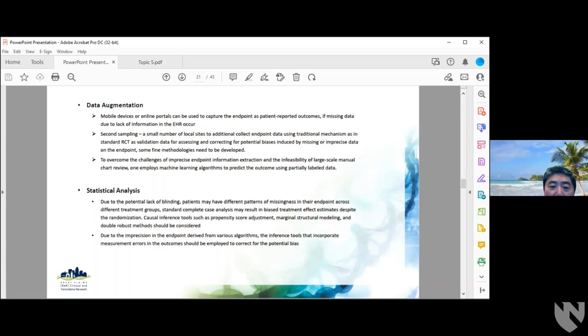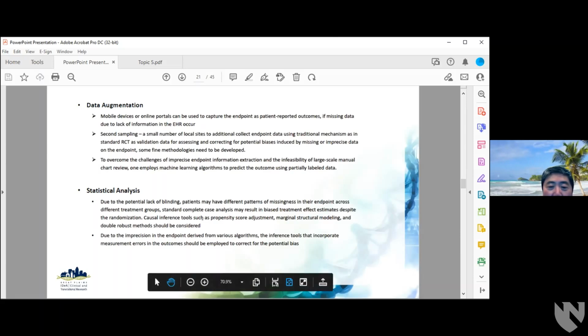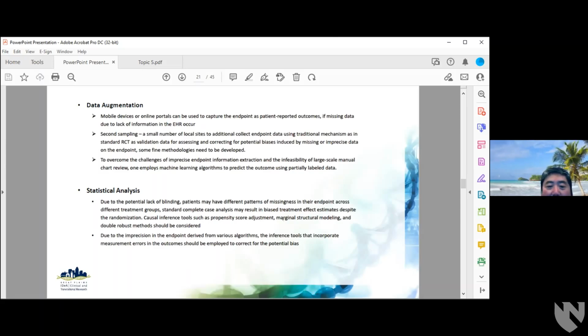Number one, you're going to use causal inference tools. This is not an ideal randomized trial. There's missing data, imprecise data collection, and also blindness issues. If you still want to draw causal inference, you need to use more advanced methodology, sometimes like propensity score adjustment, marginal structural modeling, and double robustness methods. Those fancy statistical tools need to be implemented.